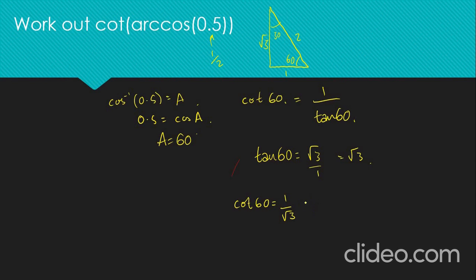Now if cot of 60 equals 1 over root 3, that's the answer to this, but we could also rationalise the denominator. We can end up with root 3 over 3. Okay, and so that thing comes out as root 3 over 3. Alright, next up.